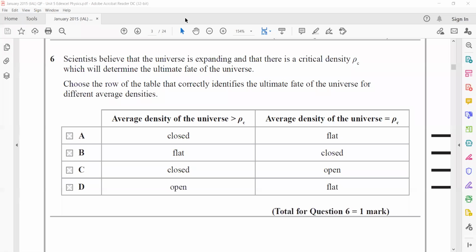Scientists believe that the universe is expanding and there is a critical density. Critical density is the density of the universe calculated by using Hubble's constant, and the average density is what matter we see and observe. Using that we work out the average density. If the average density is higher than the critical density, then the universe will be a closed universe. If the average density is equal to the critical density, then it will be a flat universe. And if the average density is less than the critical density, then we have an open universe. So the option which matches closed and flat, 6A, is the right answer.